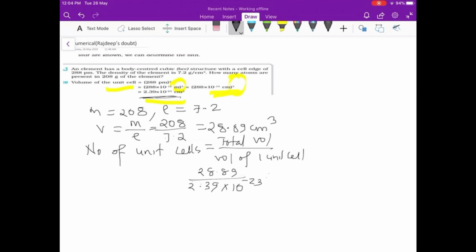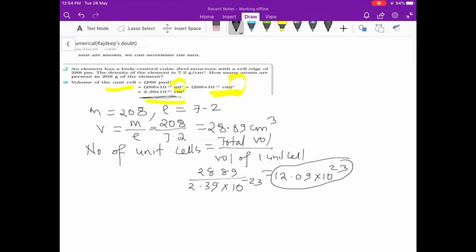As you use your calculator to solve this, the calculator will give you 12.09 into 10 to the power 23 as the total number of unit cells. This many unit cells are there.